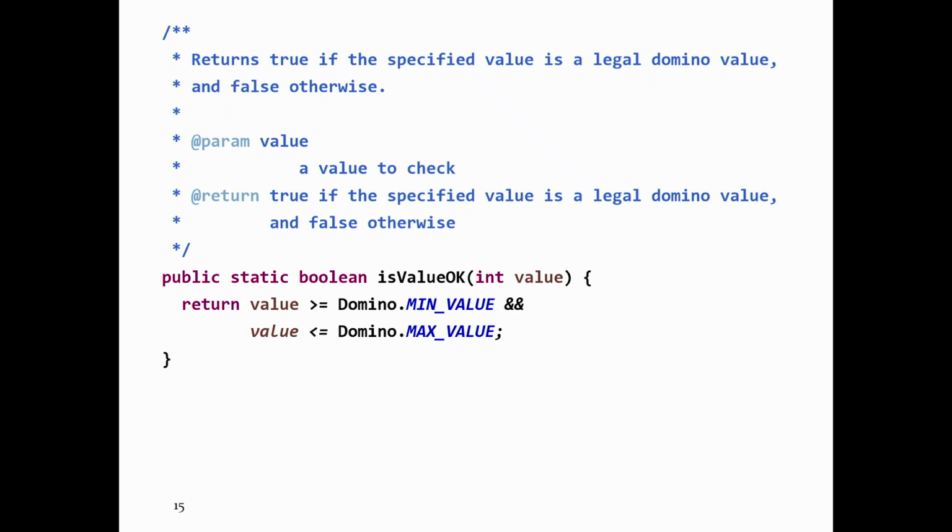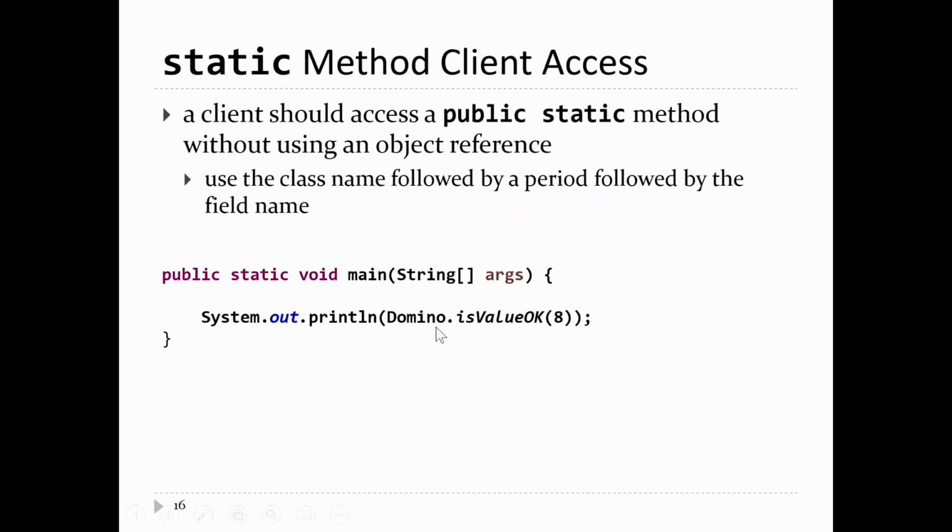The other way to think about this is I don't need access to this.val1 or this.val2. If you don't need access to fields of a Domino object, then make it static. So the implementation of the method is simple. You just check: is value greater than or equal to min value, and is it less than or equal to max value? To call the method, you use the name of the class, and you already know that.